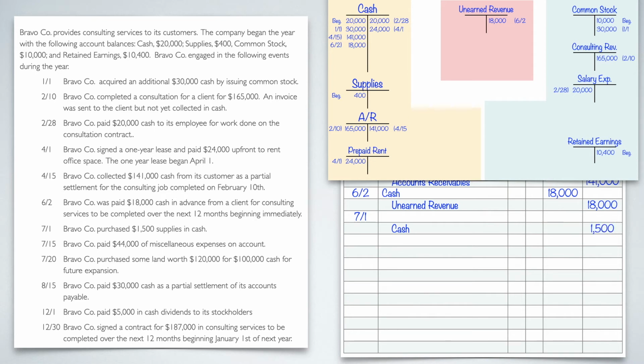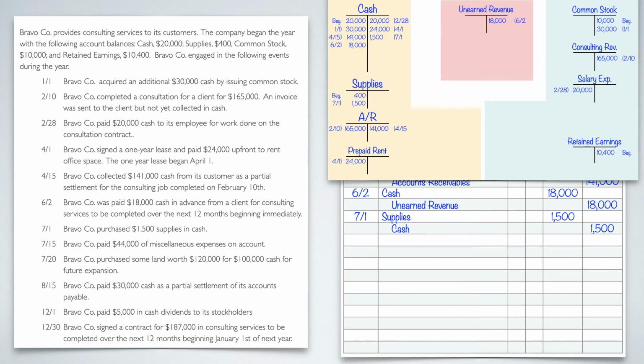What is our debit going to be? Well, in exchange for the cash, we're getting supplies. That's going to be an asset, so we will increase our supplies by 1,500. Put these on our T-tables. 1,500 on the debit side of supplies, and then 1,500 on the credit side of cash. All right, on to 7-15.